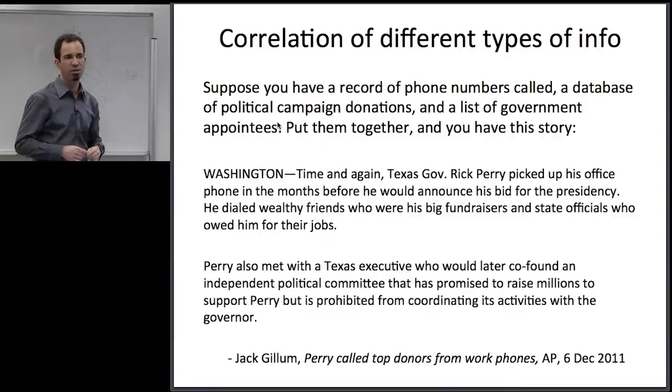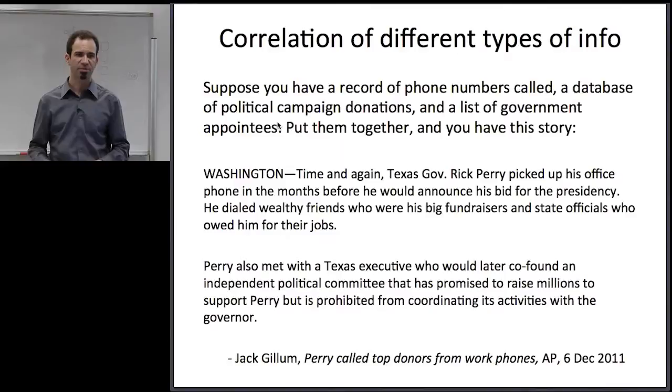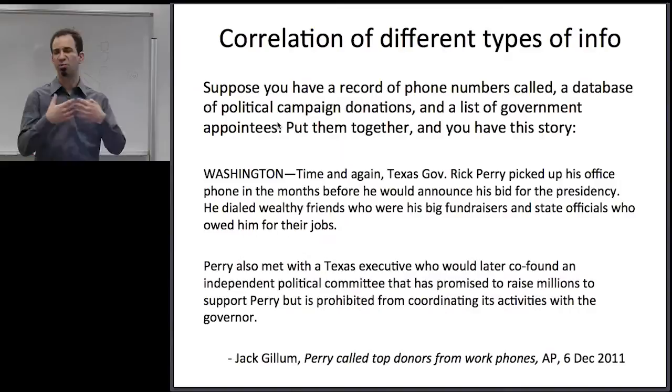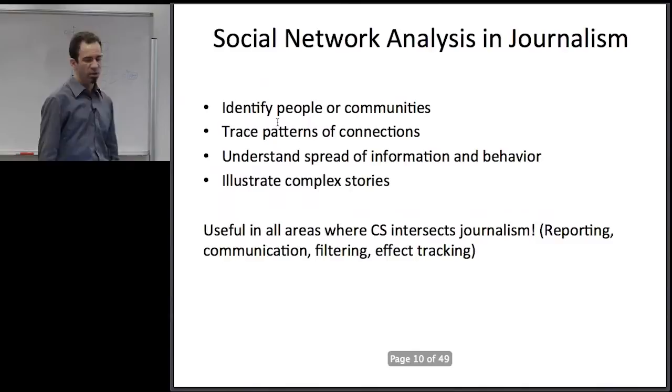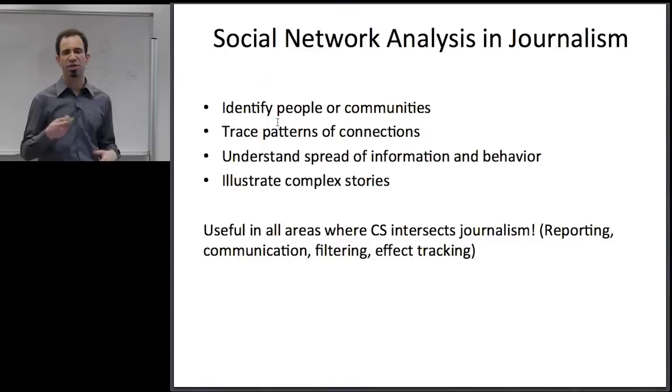So it's this sort of rapid visual analysis of the connections between things, which is considerably more sophisticated than just, you know, I'm going to plot a network of people. So here's where I think social network analysis and its sort of more sophisticated cousin, link analysis, can be useful in journalism. The first is to find people or groups of people.